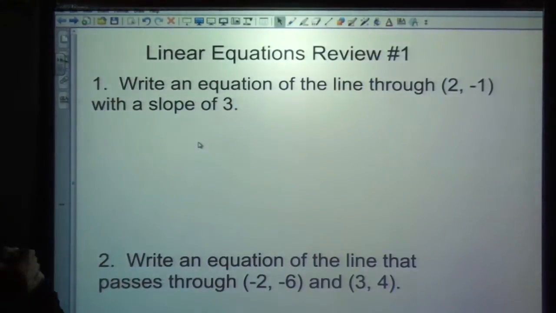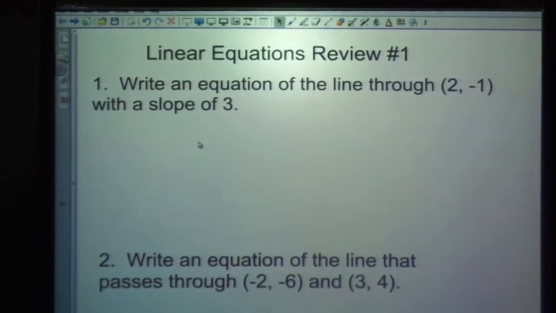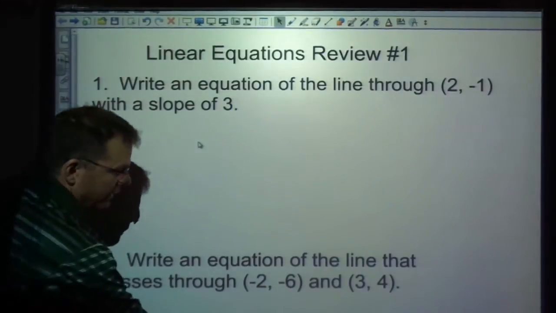Make sure you pause the video here and copy down these 2 examples. Make sure you're copying down all these words so that you're understanding what it is the problems are asking. Pause. Okay. Now to actually solve this, anytime we're doing a linear equation, we need 2 things.